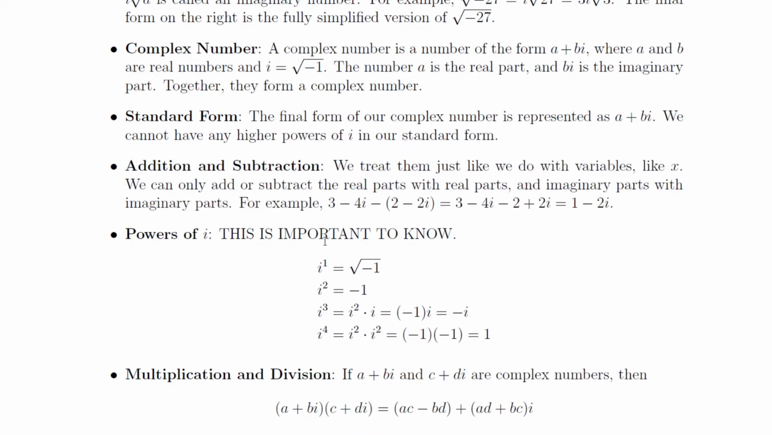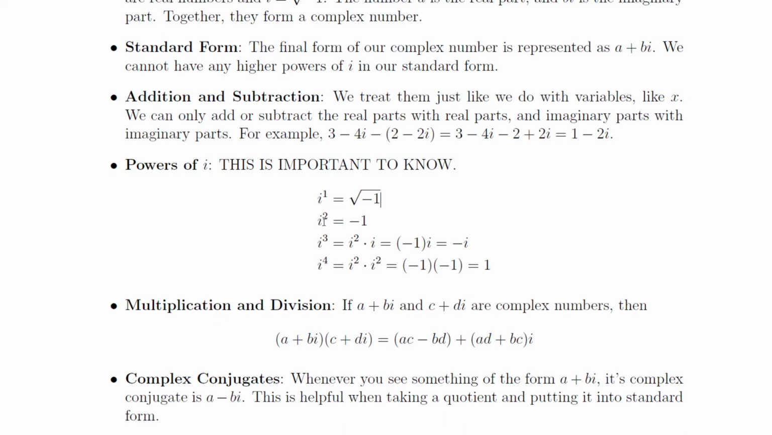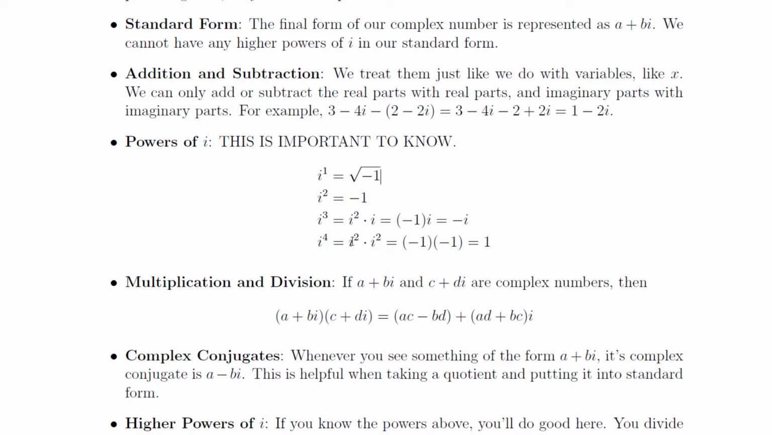We have i squared is equal to negative 1. Square root of negative 1 times square root of negative 1 is just going to be negative 1. i to the third, or i cubed, you can think of as i squared times i. So we'll just multiply these pieces out. We've got minus 1 times i, which is the same as minus i. And then i to the fourth is just two i squareds multiplied together, so we just get a positive 1.